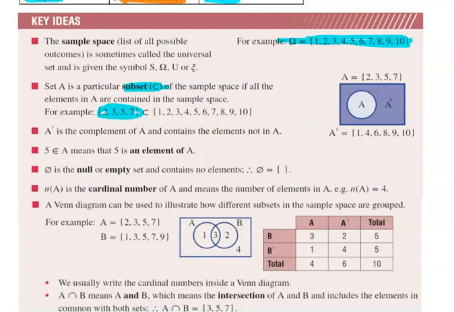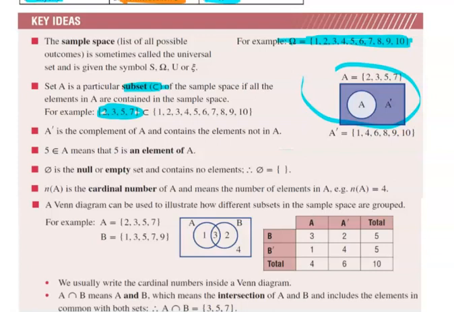A dash is the complement of A, and it contains the elements not in A. So if you're looking at the Venn diagram that we had before, we want the circle of A, but the opposite, and that's what this diagram here gives you. Okay, so when we have the dash, it's the opposite.